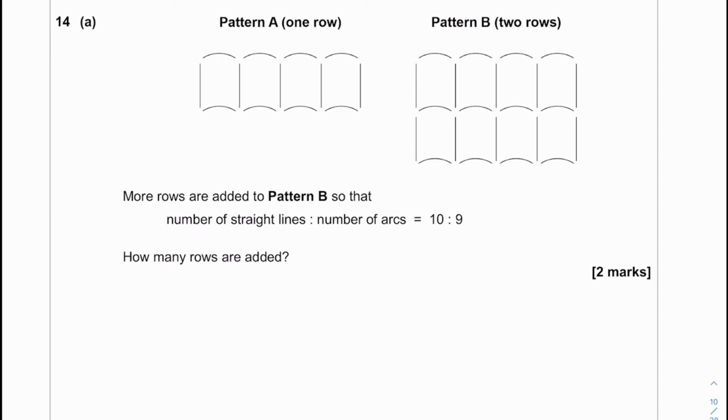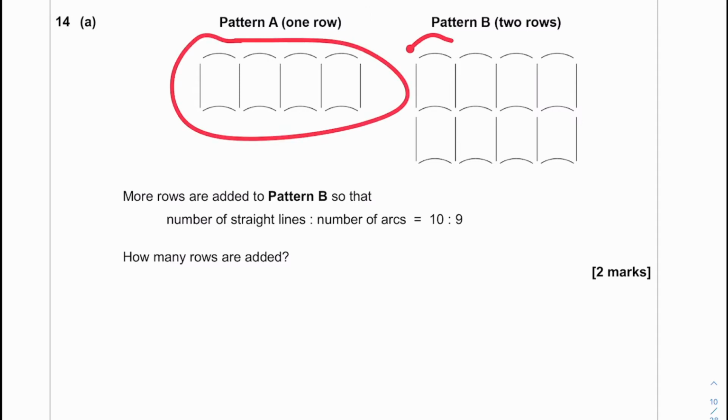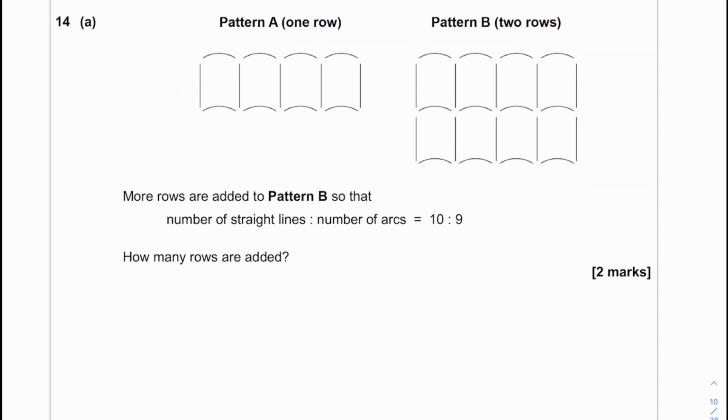Okay, so question 14, for part A, we are told initially that patterns are made using straight lines and arcs. As we can see here, we've got pattern A, and then we've got pattern B here. And we are told that more rows are added to pattern B, so that the number of straight lines to the number of arcs is in the ratio of 10 to 9. And we need to know how many rows are added.